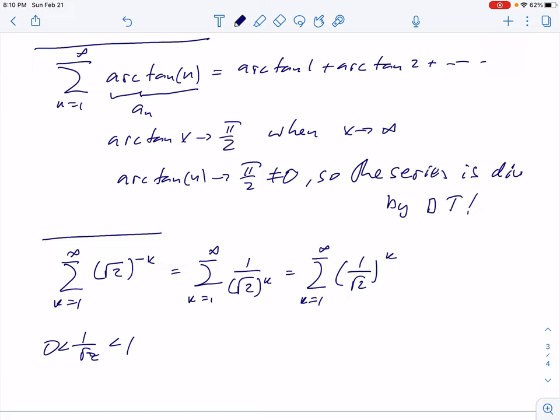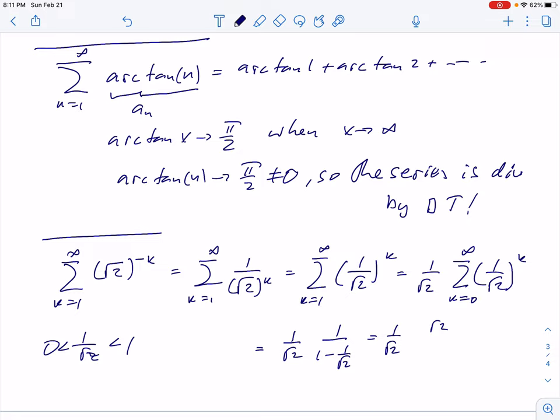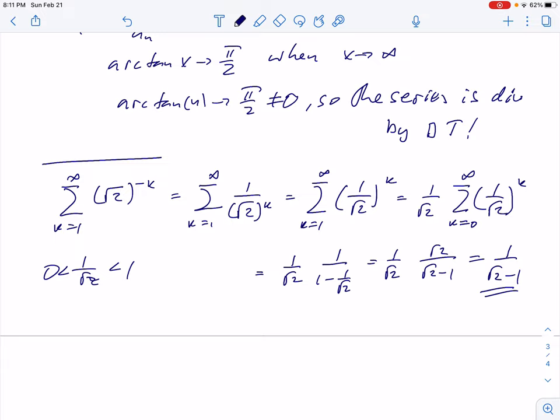To evaluate it, however, I need to factor 1 over root of 2, because it starts from 1. When you factor this, we have 1 over root of 2 to the power k. Now k starts from 0 to infinity. I can use the formula. And this will be 1 over root of 2 times 1 over 1 minus 1 over root of 2, the ratio. And we multiply here top and bottom by root of 2, and it comes to this. Root of 2 on top, root of 2 minus 1, reducing, we have our limit. This is the limit of the partial sums, the value of the series. Series convergent, geometric series, and this is the value of the series.